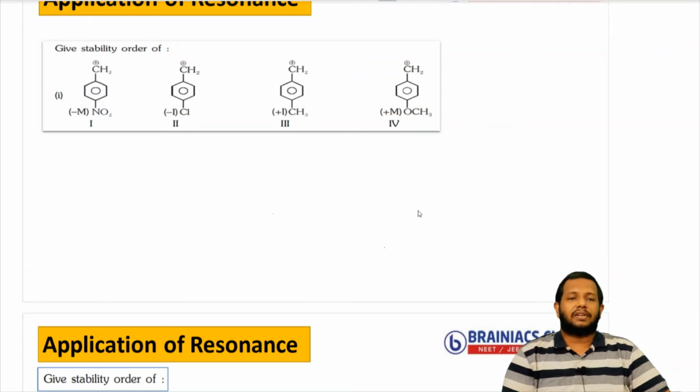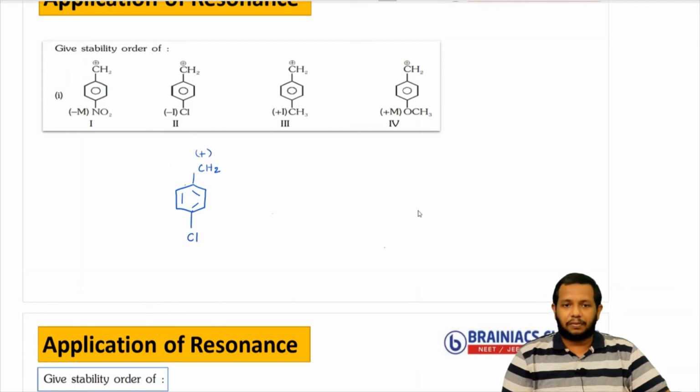So the first one is unstable. Now let us look at the next structure. Second structure, if you see, again you have CH2 plus there. Now look at the same way it will get circulated, but instead of that, here you have chlorine present.